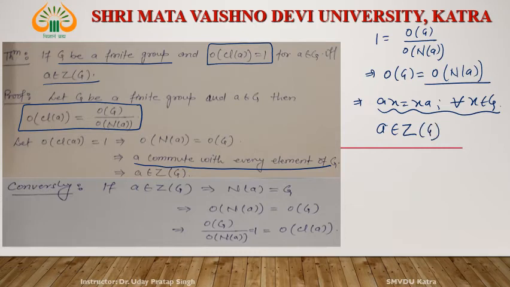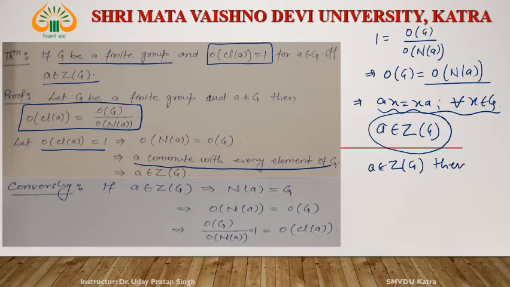This is ZG. It means A belongs to ZG. That is, if order of CLA is 1, then A belongs to ZG, first part. And conversely, if A belongs to ZG, then we have to show that order of CLA is 1. Suppose A belongs to ZG.